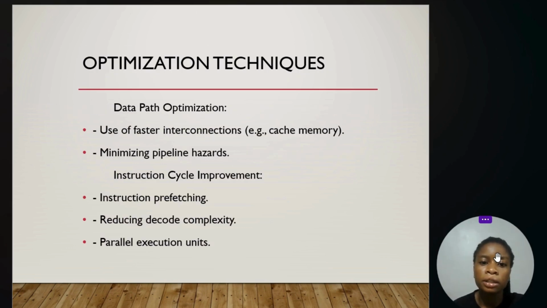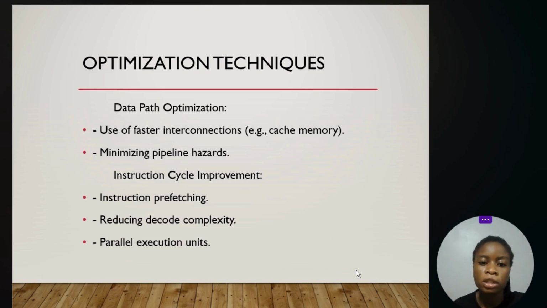Optimization techniques. Data path optimization: use of faster interconnections, that's the cache memory, and minimizing pipelining hazards. A pipelining hazard is a situation where the instruction cannot execute in the next clock cycle. Types of pipelining hazards include data hazards and control hazards, so they should be kept minimal.